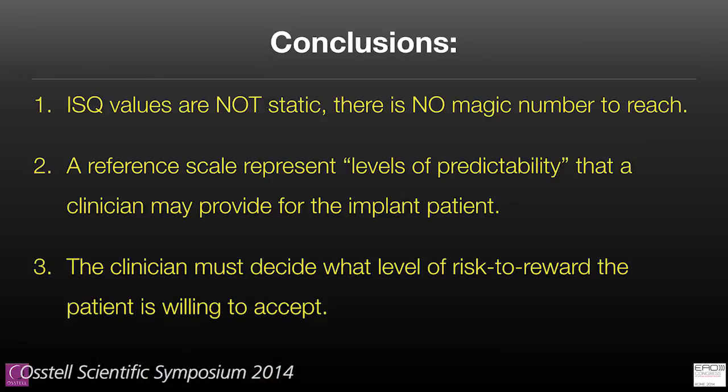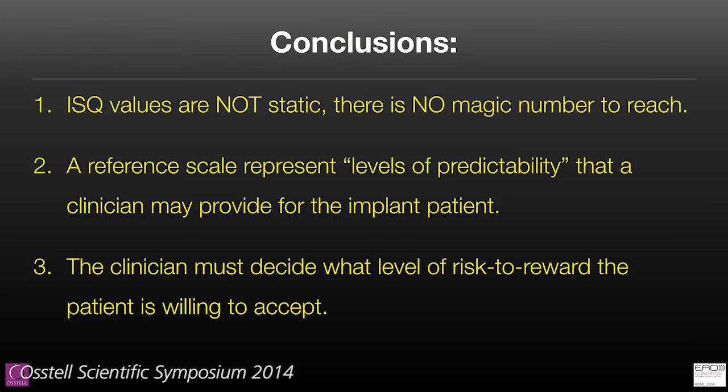In conclusion, the ISQ values are not static. You don't want to look for a magic number, say 65, and say this is what we're going to do if we reach this. Because it really depends on multiple measurements. And there is no magic number that you need to reach in order to determine whether you're going to go with two-stage, one-stage, or immediate provisionalization.